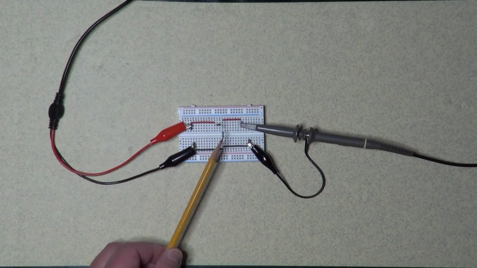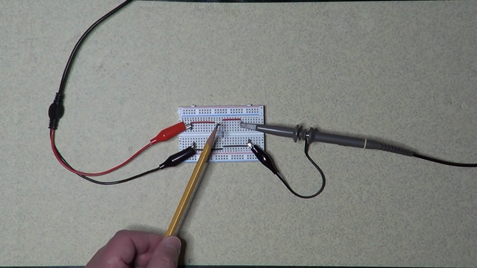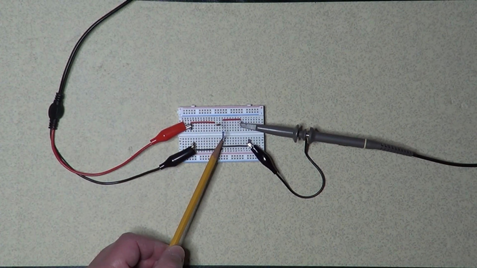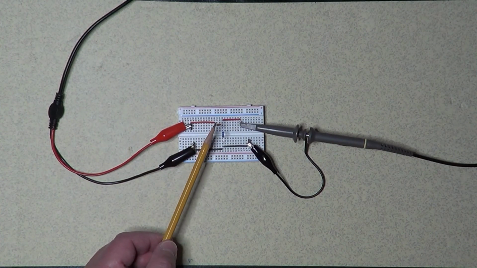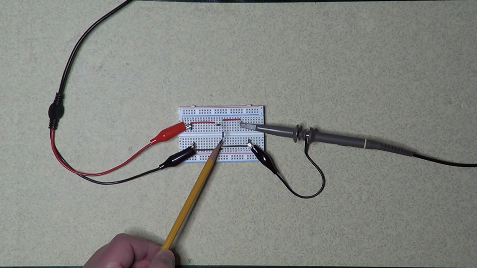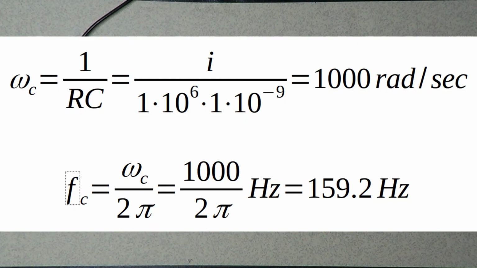We have a capacitor of 1 nanofarad in series between input and output, and a 1 megaohm resistor in parallel with the output, exactly as in the schematic of the circuit we have analyzed. With these component values, we should find an angular cutoff frequency of 1 over RC equals 1000 radians per second, or a natural frequency of 159.2 Hz.